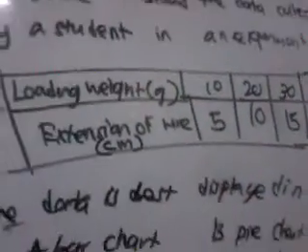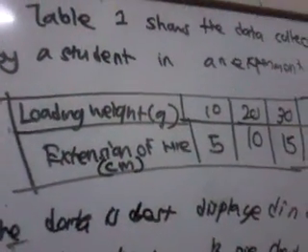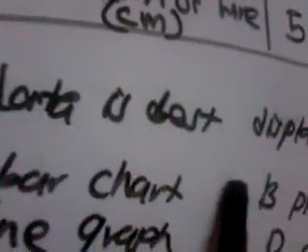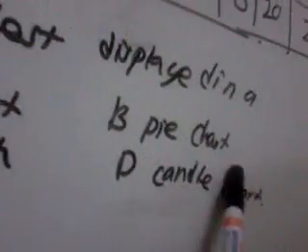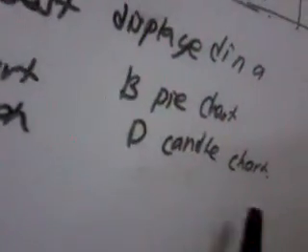Okay, question number 2. Table 1 shows the data collected by a student in an experiment. Loading rate in grams: 10, 20, 30, 40, 50. Extension of wire in cm: 5, 10, 15, 20, 25. The data is best displayed in option A, bar chart, B, pie chart, C, line graph, D, candle chart. Okay, so look at the table here: loading rate and extension of wire. Which display is best?